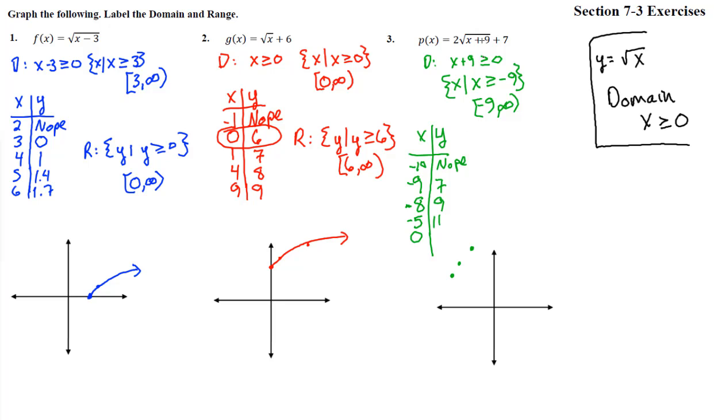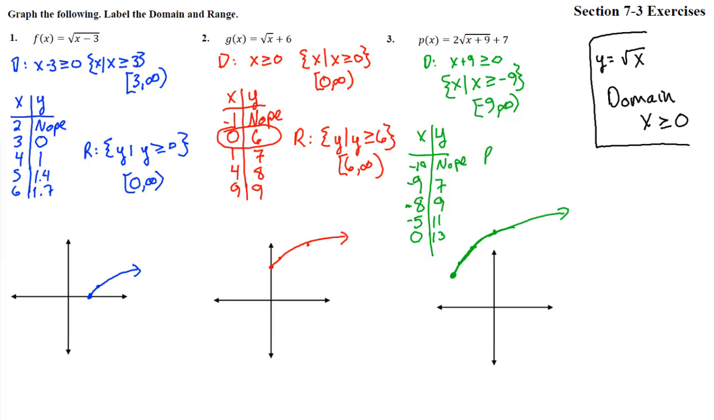And stick in 0. 0 plus 9 is 9. Square root of 9 is 3. 2 times 3 is 6, plus 7 is 13. So 0, 13. So this is kind of a fatter one going off like that. It's going to head up there again with the same shape, but that 2 caused it to be a little bit wider. And notice that from 7, we just keep getting higher and higher.